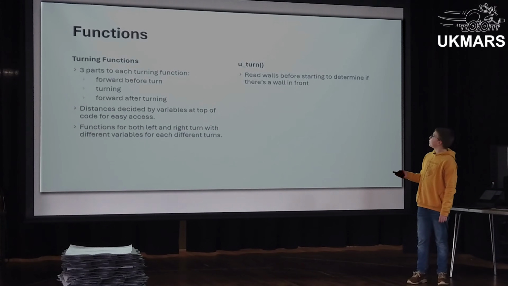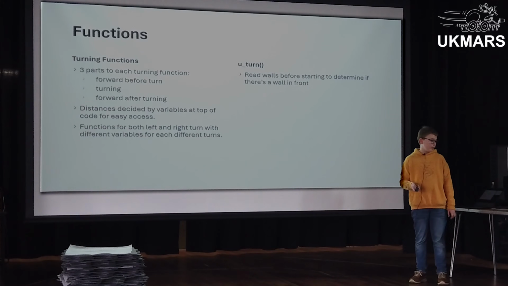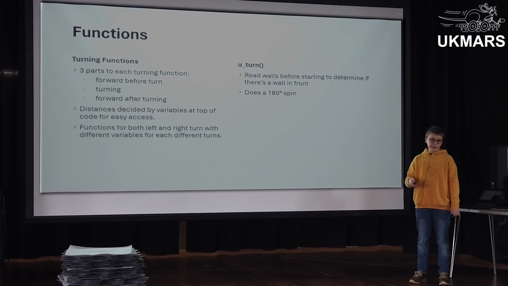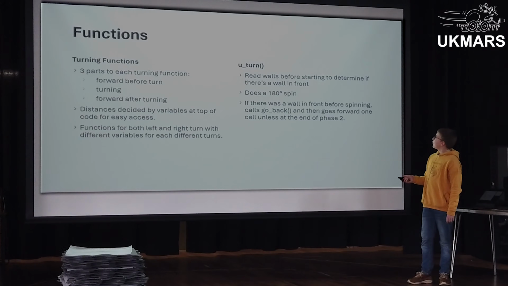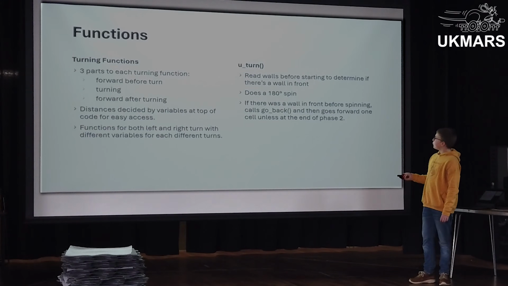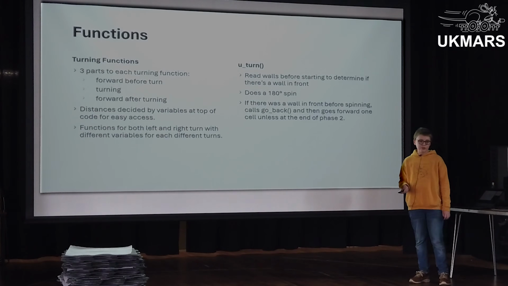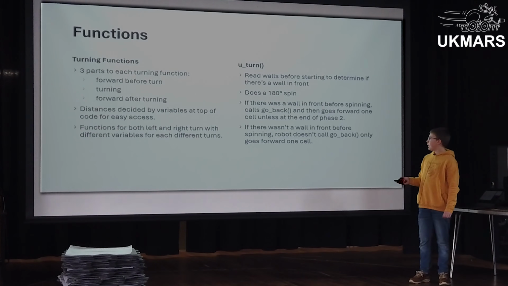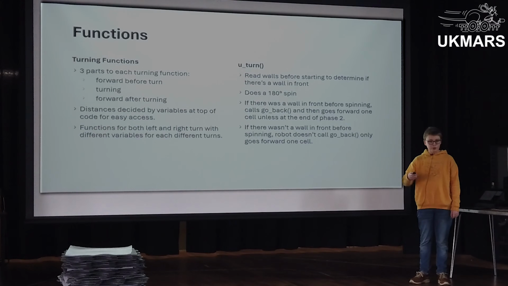For the U-turn, it reads the walls before starting to determine if there's a front wall. It does the 180 spin, and if there was a front wall before spinning, it calls go back, and then goes forward one cell unless at the end of phase 2. If there wasn't a wall in front before spinning, the robot doesn't call go back and just goes forward.